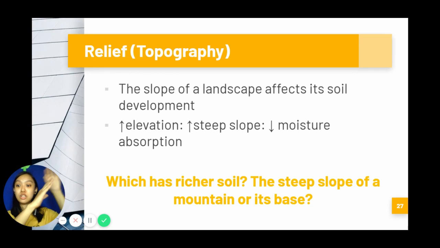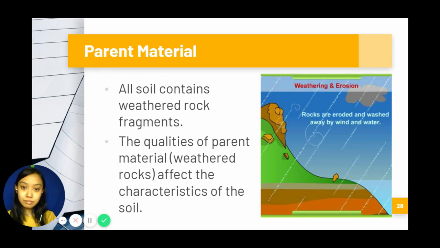Where is richer soil? Oftentimes, it will be at the base instead of the top of the mountain, as water tends to rush down and more richer elements from weathered products start to drip down due to gravity. So oftentimes, more nutrients are found at the base of a mountain.